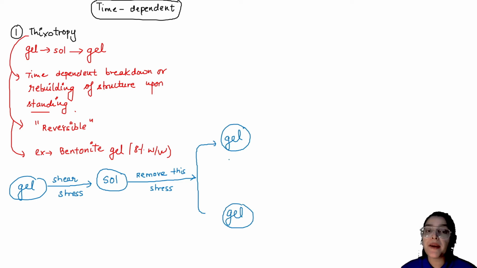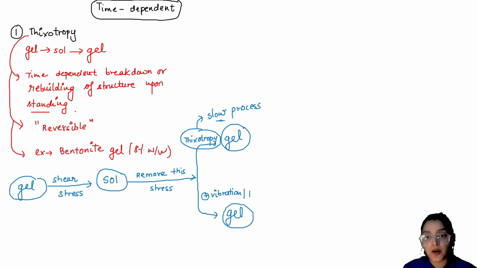Okay, but the point is the time dependence. Upon keeping it for some time, when it is converted into gel, this is termed as thixotropy. Time dependent conversion, this is thixotropy. This is a slow process that is happening here. There are methods by which we can increase or fasten this process, by adding vibration or mild turbulence. By adding vibration or turbulence, this conversion gets a little faster.